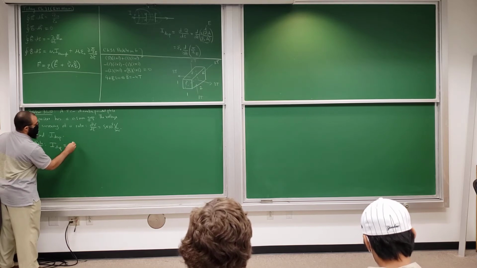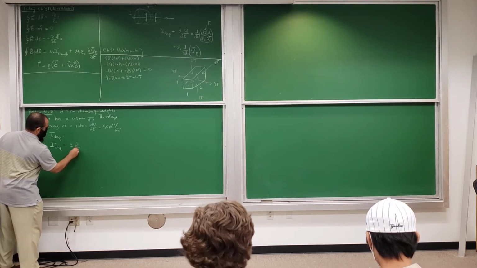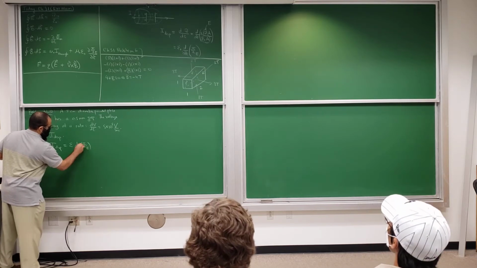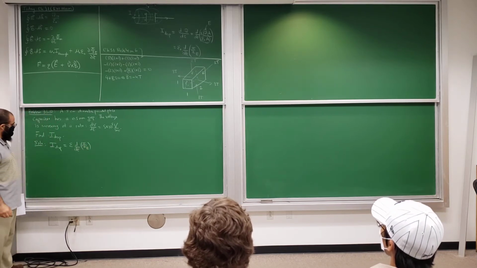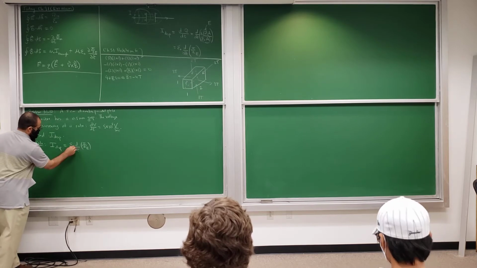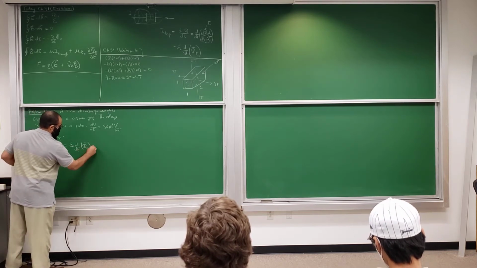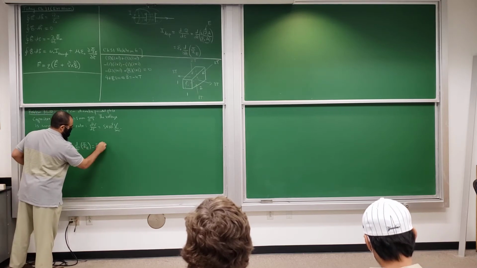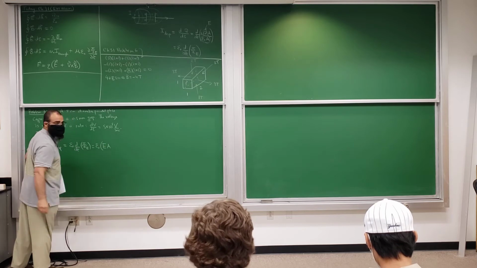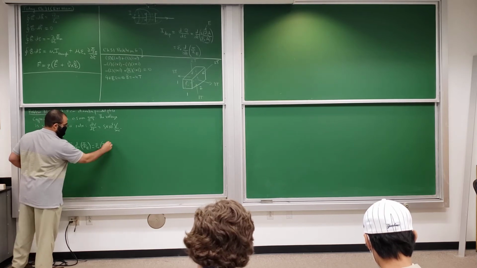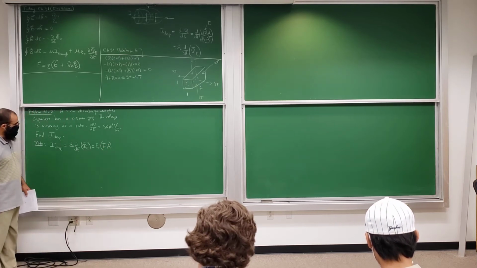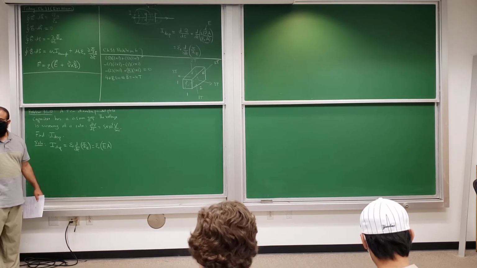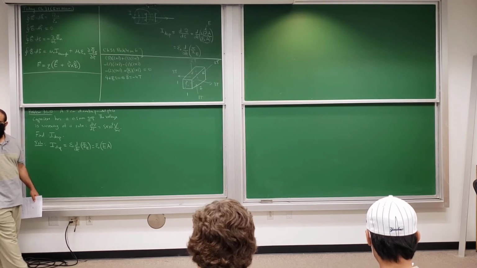Displacement current is epsilon naught d/dt of the electric flux, right? But the electric flux is the electric field times the area. I don't have the electric field, but I have the voltage. How is the electric field related to voltage in a parallel plate capacitor?